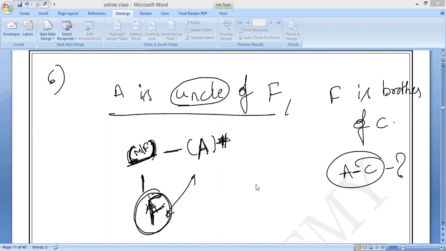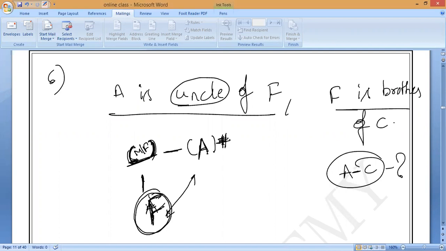Nephew. But see the second statement: F is brother of C. Brother means male, correct? So F is nephew. It can be our own brother also, no? F is brother, yes, own brother. F is nephew of A. Do you understand this one?